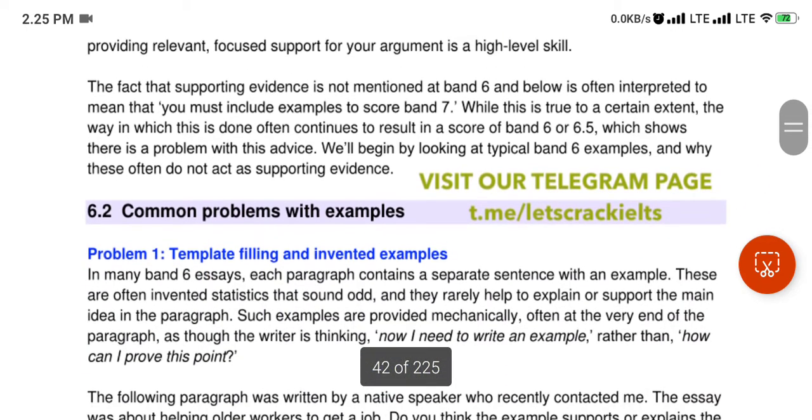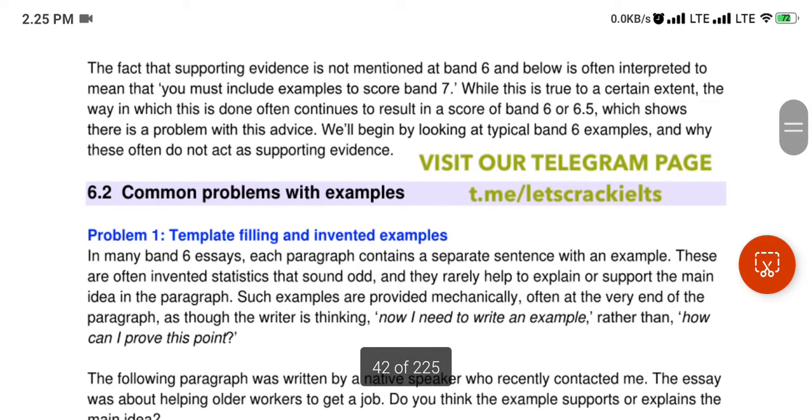The fact that supporting evidence is not mentioned at band 6 and below is often interpreted to mean that you must include some examples to score band 7. While this is true to a certain extent, the way in which this is done often continues to result in a score of band 6 or 6.5, which shows there is a problem with this advice.